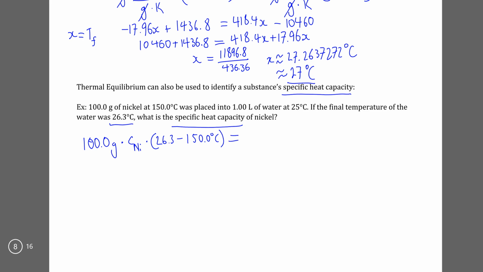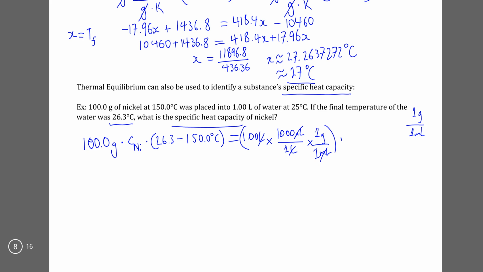And on the other side, we would do the same for water. We see that we have 1 liter of water. Again, specific heat capacity is based on grams, so we can quickly convert this if we assume that 1 gram of water is the mass of approximately 1 milliliter of water. So 1 liter is equal to 1,000 milliliters. And if we assume that 1 gram is the approximate mass of 1 milliliter of water, that means that we're dealing with 1,000 grams of water.